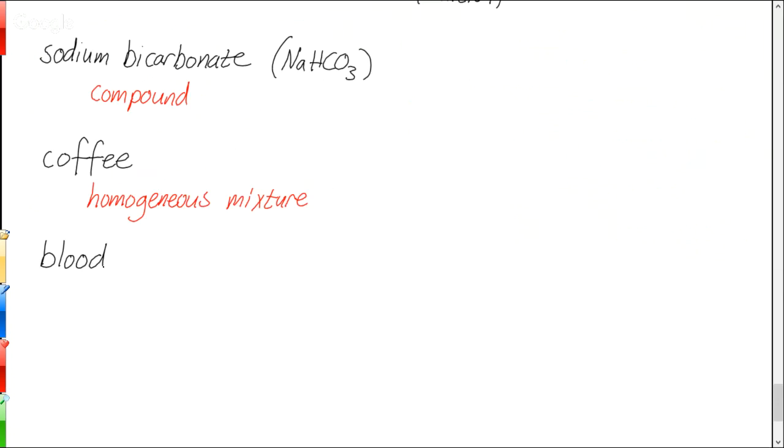Homogeneous? It's a mixture. Yep, because there's a lot of different stuff in blood. And you're saying homogeneous? Anybody say heterogeneous? Heterogeneous? Why? There's different blood cells. A lot of different parts in it.